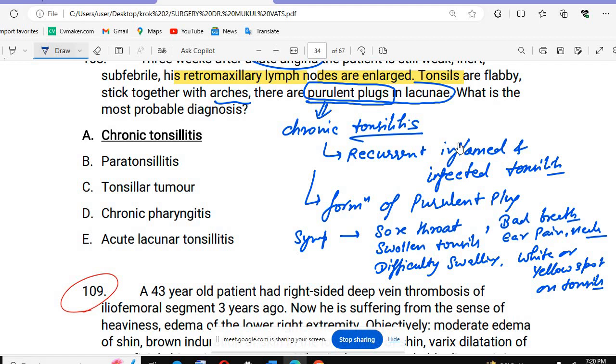The important thing to remember is that these patients will have a sore throat, swollen tonsils, white or yellow spots on the tonsils, and bad breath. Also very important, if you see purulent plugs, they are a collection of pus and other debris particles that form plug-like structures, giving the appearance of purulent plugs. If a purulent plug is there, what do you answer? That is chronic tonsillitis.